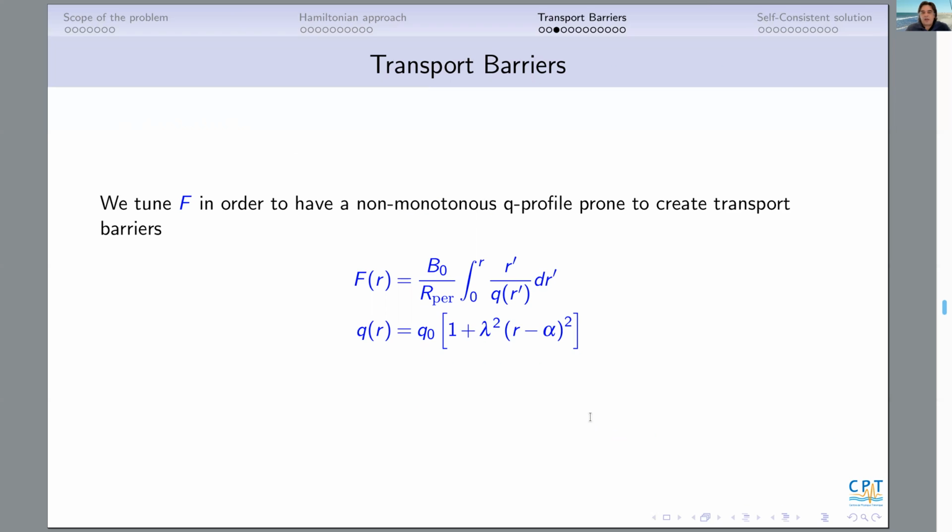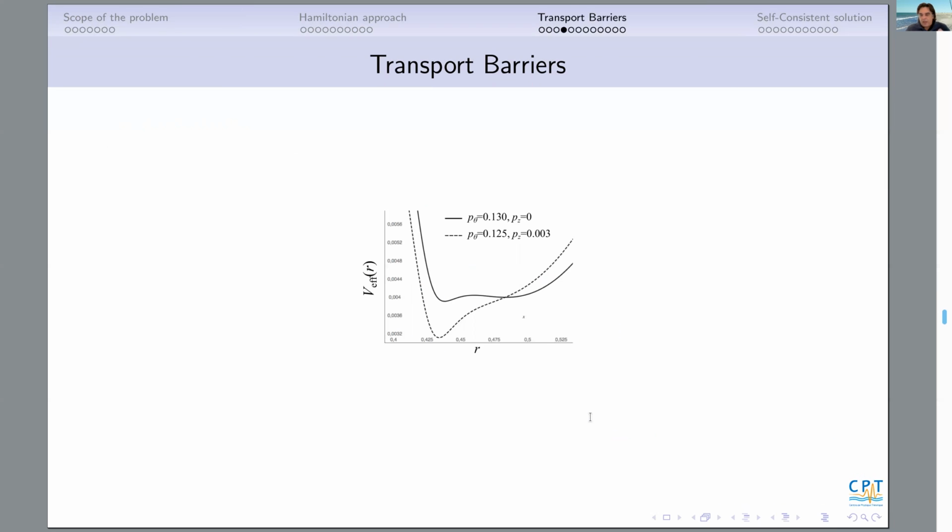Oh, first, yes, maybe I'm going to say that we tune F in order to have a non-monotonous Q profile, which is more prone to create a transport barrier. So here we follow the recipe that was done in the previous papers. And what we find, using these recipes, is an effective potential that can have a double well. So we can have a separatrix.